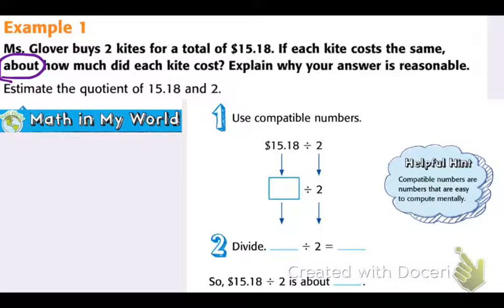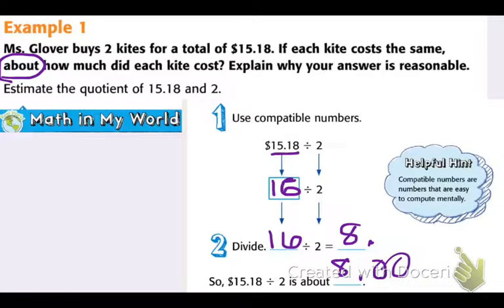Step 1, estimate. Well, $15.18 is close to 15. But since I'm dividing by 2, I'm going to go ahead and use 16 so I can do the mental math. I can do 16 divided by 2. It's about $8. So I can go ahead and say each kite is about $8. How do I know if it's reasonable? Well, 8 times 2 is 16, and she spent a little less than $16, so it makes sense.